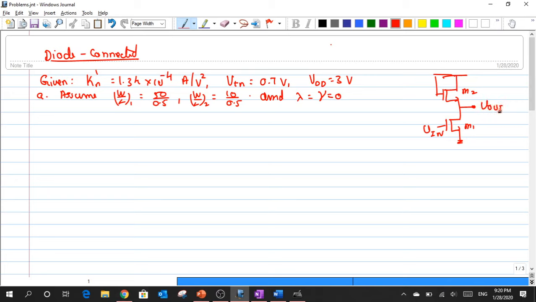Right. So now for this, we need to figure out two things. One, at what input voltage is M1 at the edge of saturation. And under this condition, we also need to find the small signal gain.